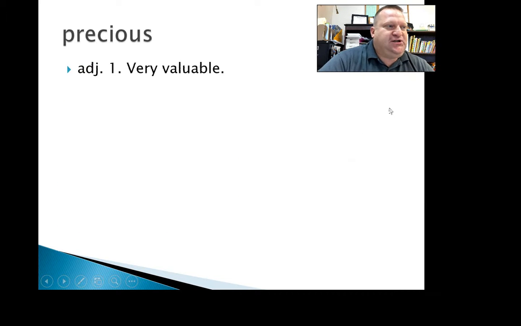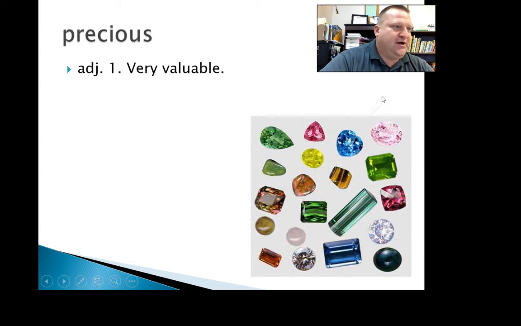The next word is precious, very valuable. There are certain types of jewelry that Mrs. Callan owns that are very precious. They're very valuable to her. Others that she got for a very little amount of money, they're not so precious. They may look cute, but they're not precious.